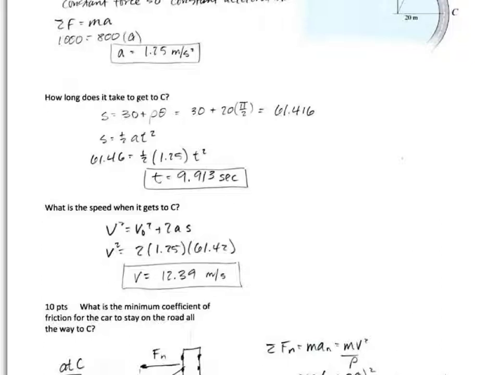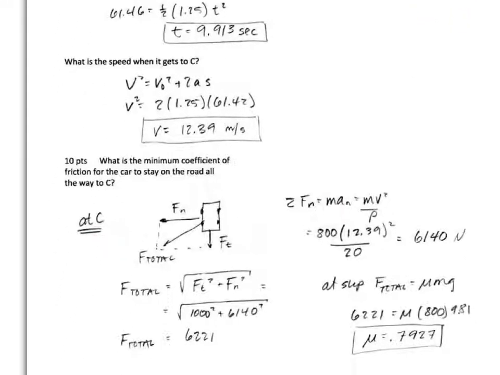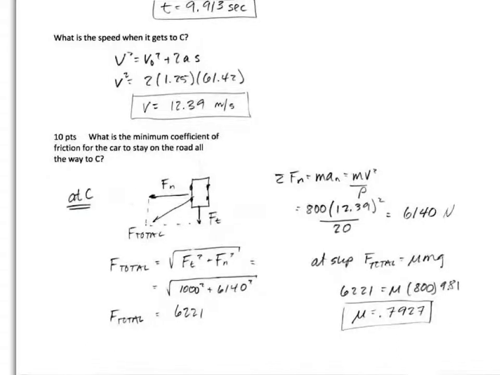I used v squared is equal to v sub 0 squared plus 2as, and found that the speed was 12.39. Now, this next part, this 10-point problem, is a little more on the difficult side. This was the more advanced one: what is the minimum coefficient of friction for the car to stay on the road all the way to C?